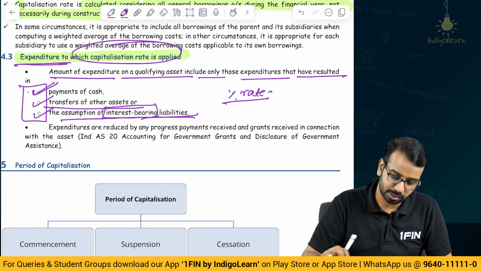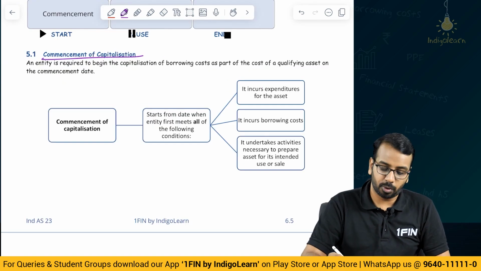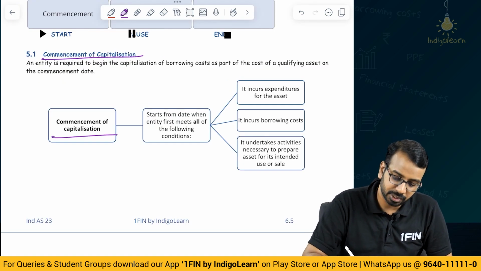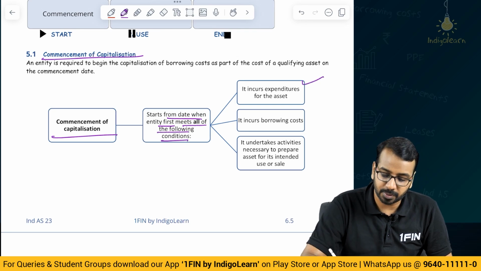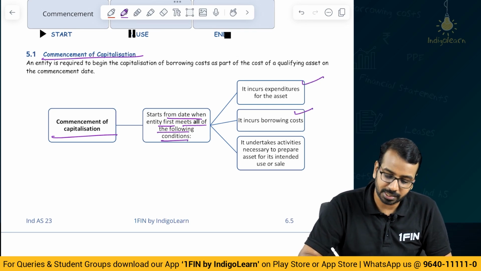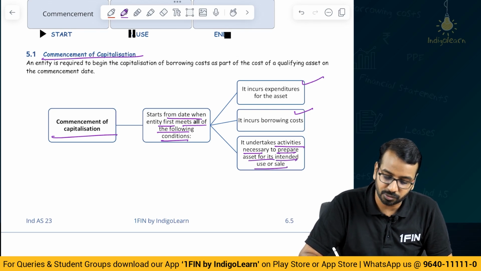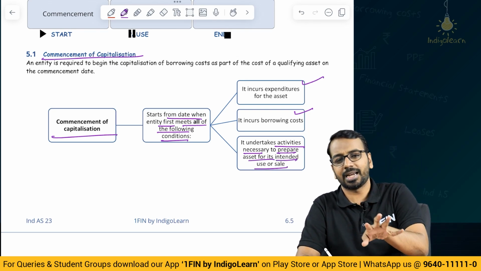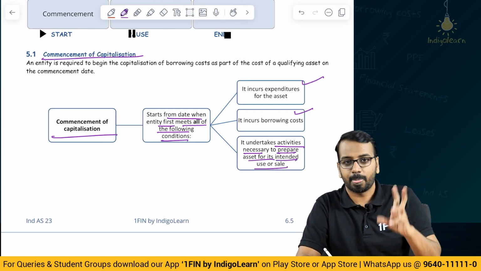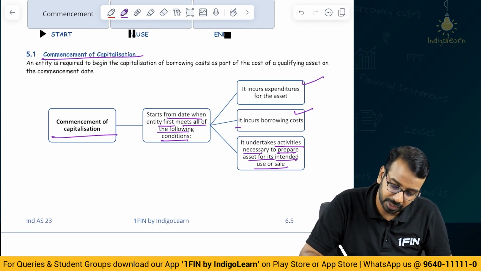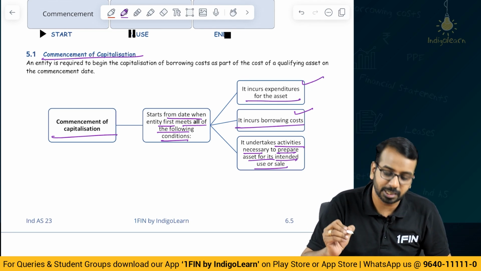When do we commence the capitalization of borrowing cost? Commencement of capitalization starts from the date when the entity first meets all of the following conditions: incurs expenditure for the asset, incurs borrowing cost, and undertakes activities necessary to prepare the asset for its intended use or sale. Now here, generally what you have to understand is the work must be going on, that's the first thing, and you have incurred the borrowing cost and you have incurred the expenditure on the asset.